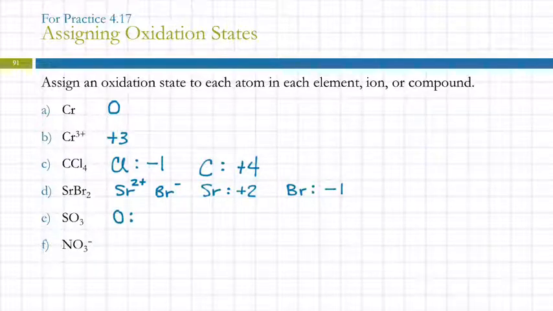Pardon me? -2. How do we know that? Well, that's the charge it would have if it was an ion. It's not an ion here, but if it was an ion. So it gets its first pick, it wants to be -2. There are 3 of those. So 3 -2s would be -6. There's only 1 sulfur, so its oxidation state must be what? +6. We have 3 of these, plus 1 of those, adds up to the charge on the molecule, which is 0.